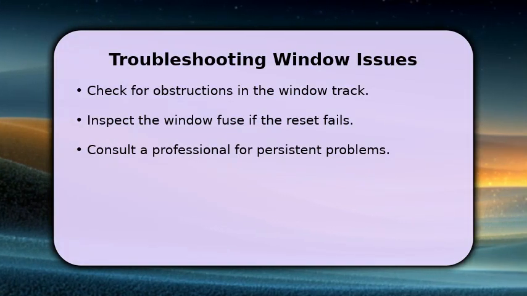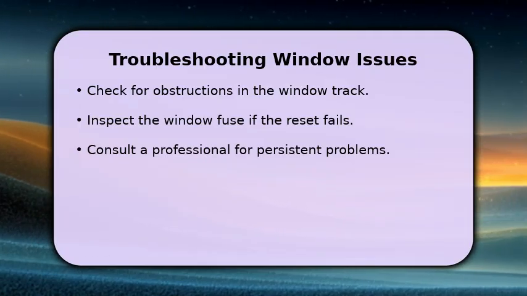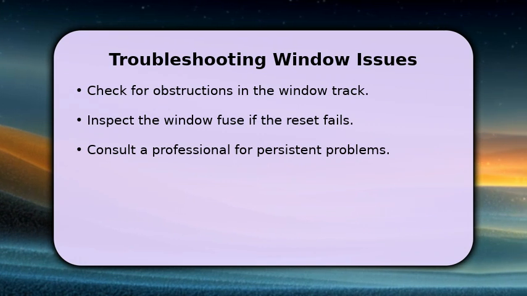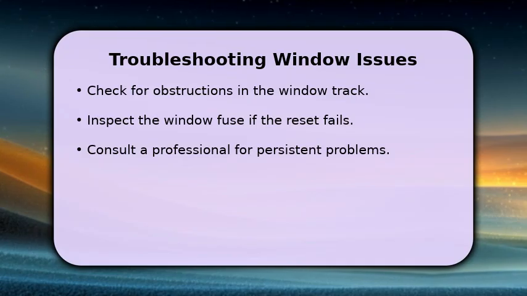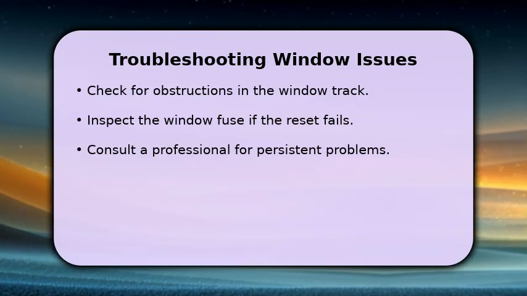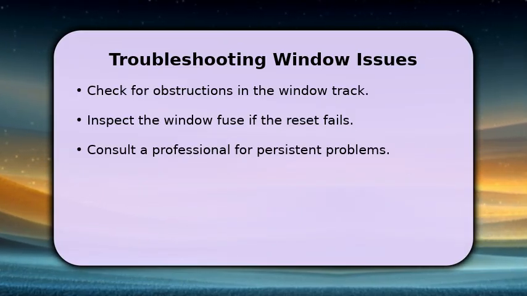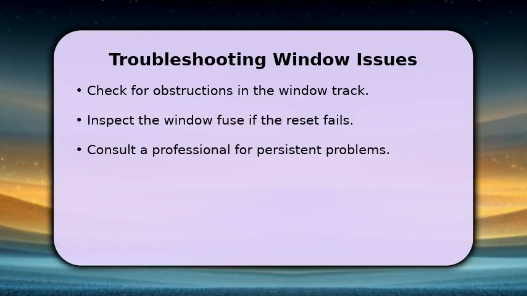Sometimes, a window issue might not be just a reset problem. Always check for any physical obstructions in the window's track, like debris or dirt, which can prevent smooth operation. If a reset doesn't work, consider inspecting the vehicle's fuse box for a blown window fuse. For persistent or more complex issues, it's always best to consult a qualified Subaru technician to ensure proper diagnosis and repair.